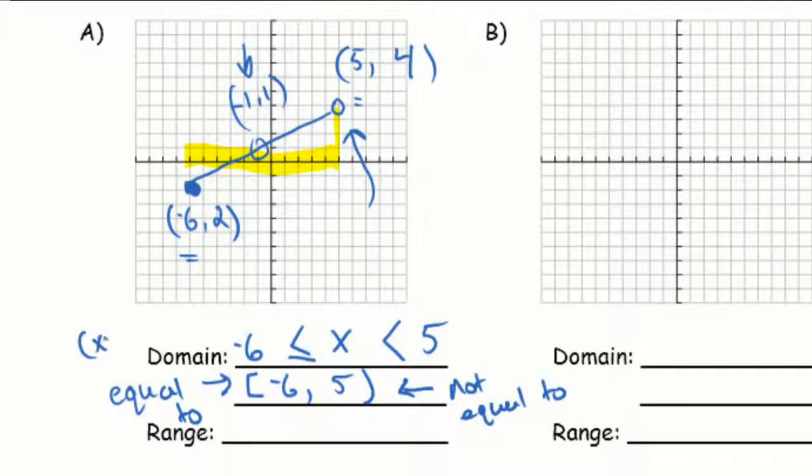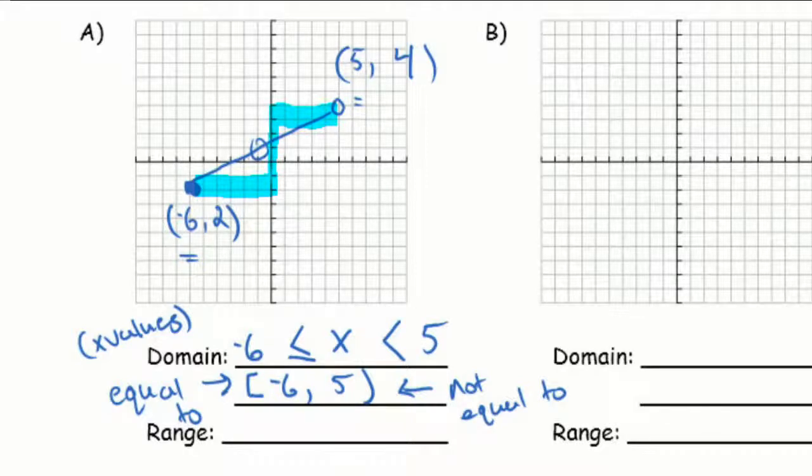Remember, domain is x values, and our range is going to be y values. All right, so let's look at our range now. Get rid of my yellow line. The range is all the y values I'm including. So what y values am I including here? Everything from here down to here, and everything in between those.